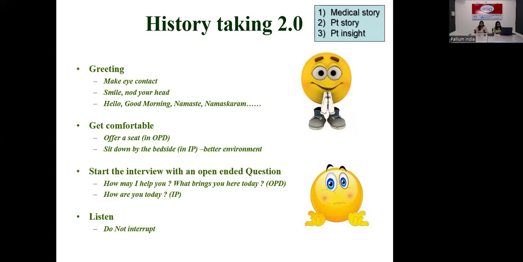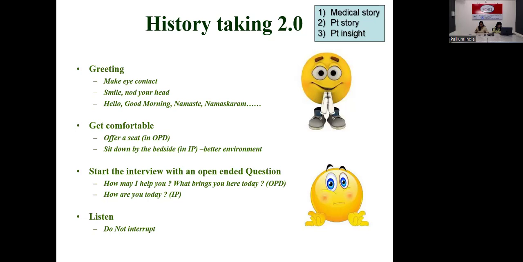So when a patient is coming to me or to you, obviously the first and foremost thing is going to be eye contact. Make sure that once a patient enters your room, you have proper eye contact and you're not looking at your files or papers or your phone or anything at all. You're directly looking at the patient and you smile, you nod your head, you ask them to sit. And whatever is the way in which you receive people in your state, it could be namaste, good morning, namaskaram, whatever it is, you give the salutation as well.